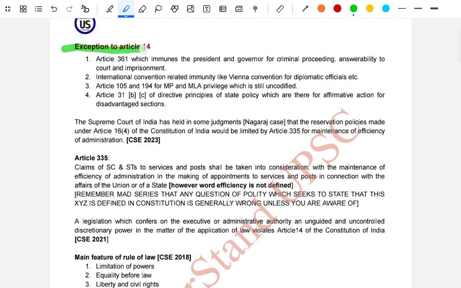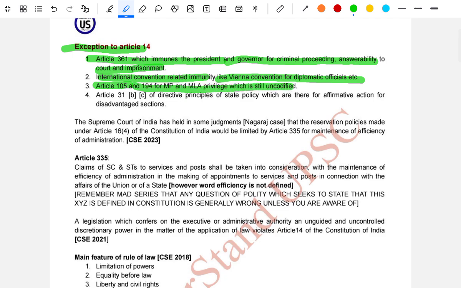Exception to Article 14. Article 361 immunises the President and Governor from criminal proceedings, answerability to the court and imprisonment. International conventions related to immunity, like the Vienna Convention for diplomatic officials, etc. Article 105 and 194 give privileges to MPs and MLAs, which are still uncodified.